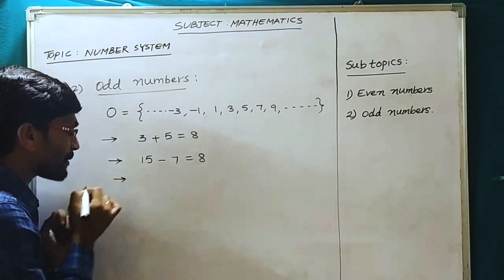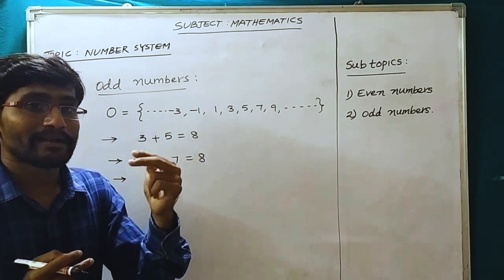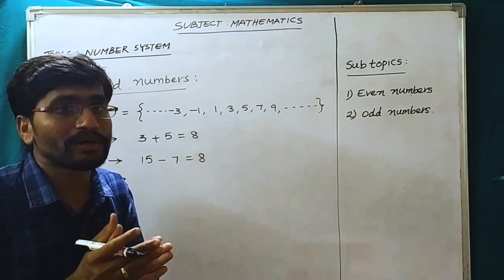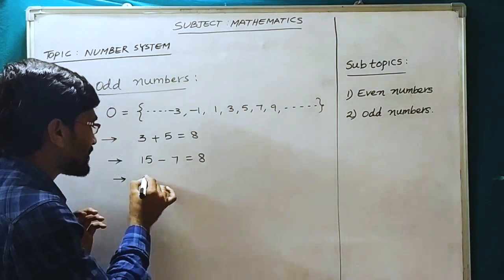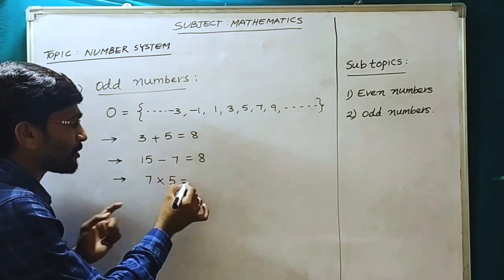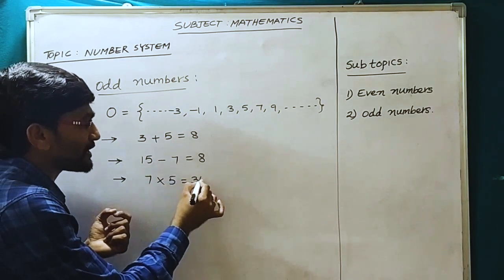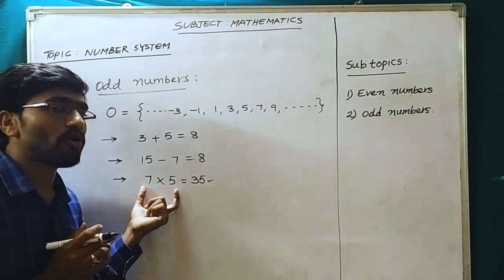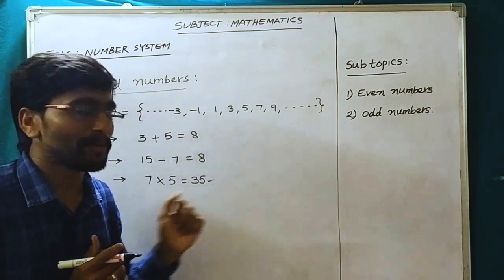Next one is product of any two odd numbers is an odd number. Let us consider 7 is an odd number, 5 is an odd number. Product of the two is equal to 35. 35 is an odd number. Product of any two odd numbers is an odd number.